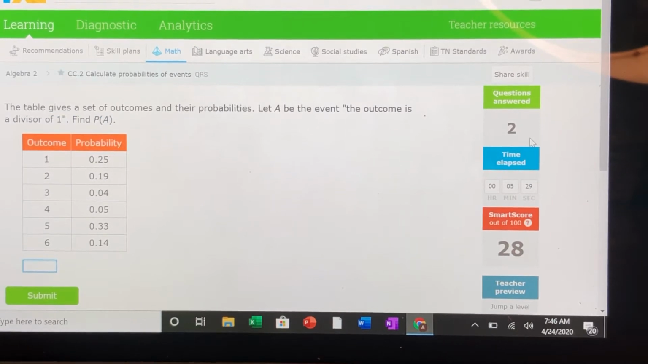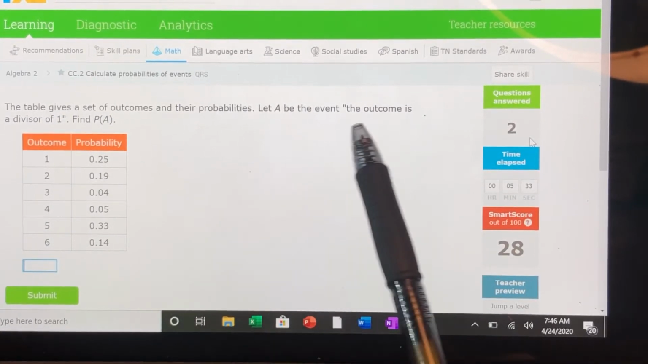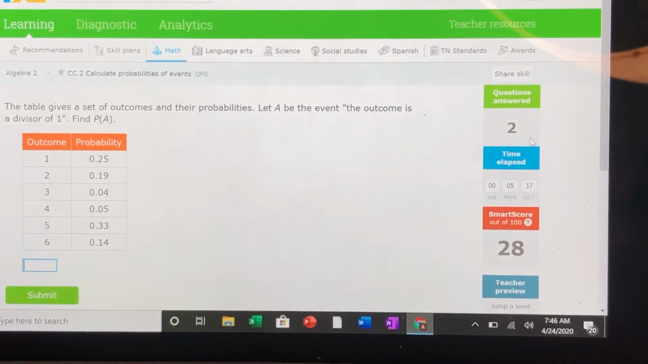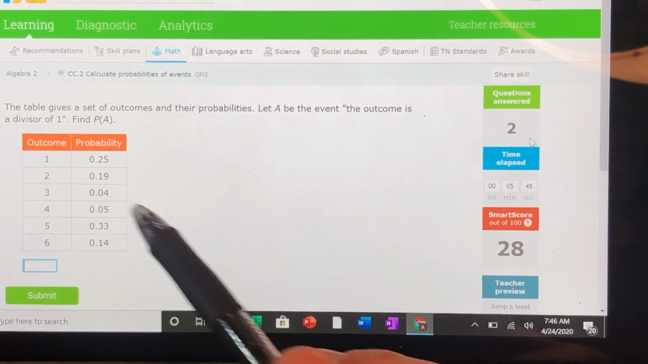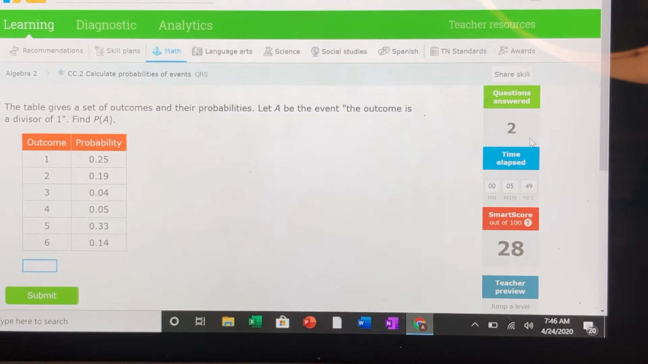Okay. The table gives a set of outcomes and their probabilities. Let A be the event that the outcome is a divisor of 1. What does that mean? Well, divisor is the number on top of a fraction. So a divisor of 1 just means which of these numbers could we divide 1 by that number and still get a whole number.